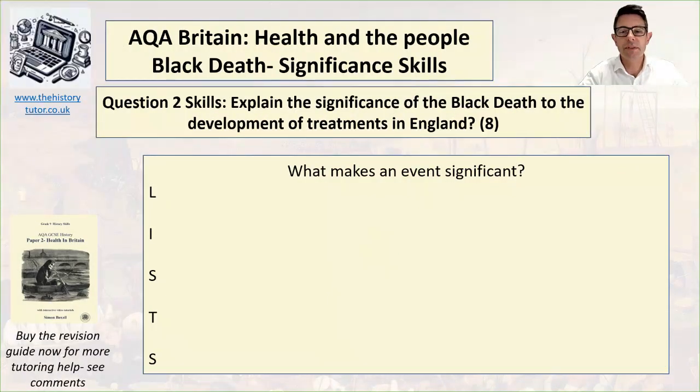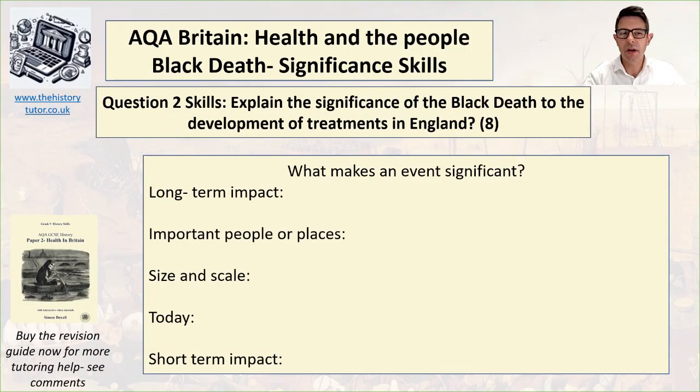So, as I said in the previous part of the video, we'd have a think about what significance means and this idea of LISTS criteria. Each of those letters stands for a word. I've already given you a bit of a hint about one of them. So L stands for long-term impact. So pause and have a think. What do you think I, S, T, and S might stand for to make an event significant?